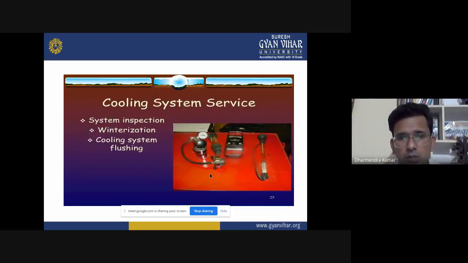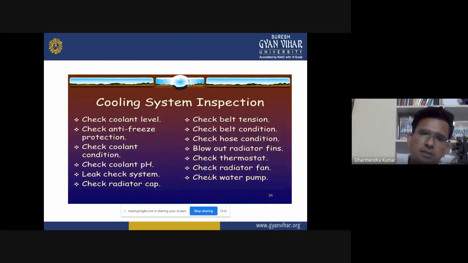Now the cooling system service, if you're talking about the service of those components: system inspection, winterization, and cooling system flushing. Now the cooling system inspection consists of the following topics, or checks the following components in the engine. If you're talking about the inspection of the cooling system, basically we are talking about cars, four-wheeler vehicles, where the engine is kept under the hood.